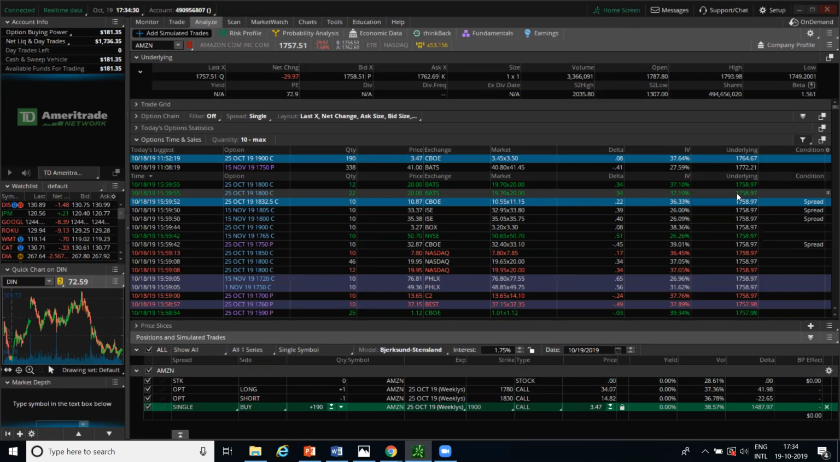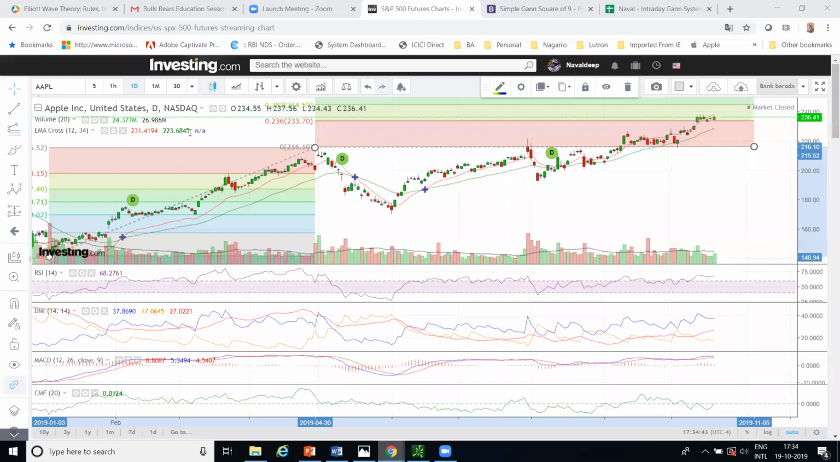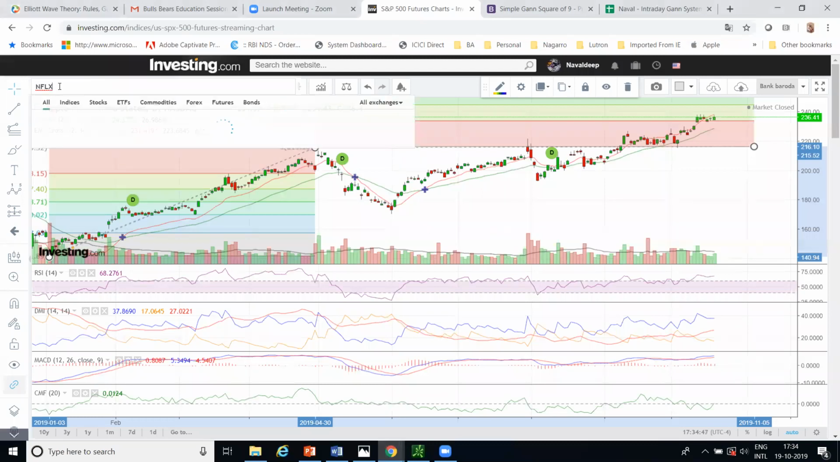Naval, just a question. On Friday, how do we know the direction of Netflix? I was thinking whether it will go up or down. I was not sure. Let's go to the chart. Rather than me answering that, let's see what the chart says.